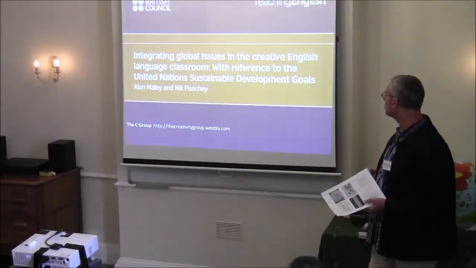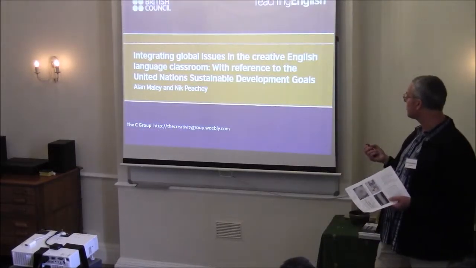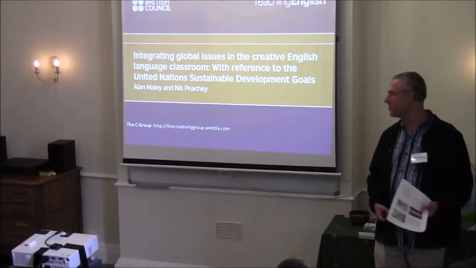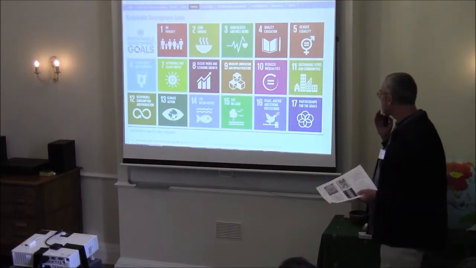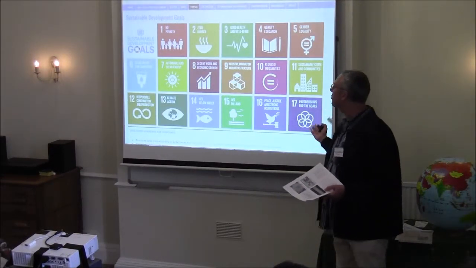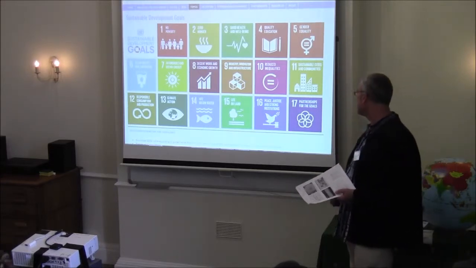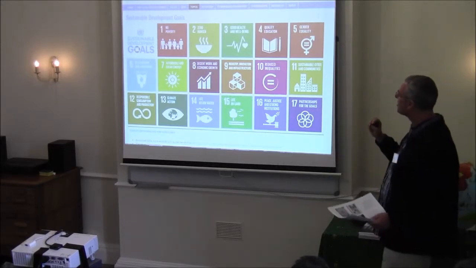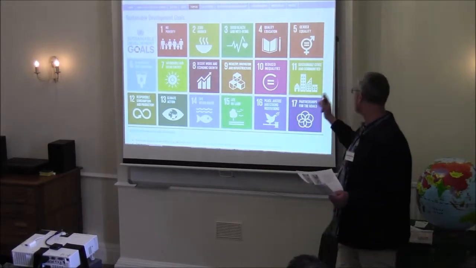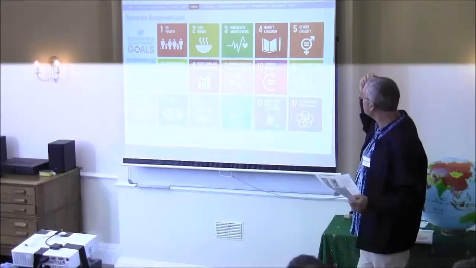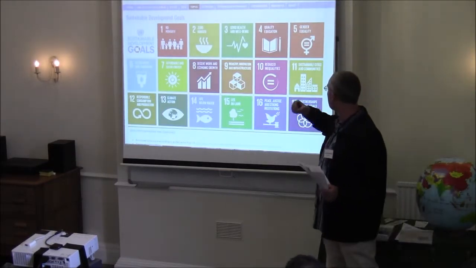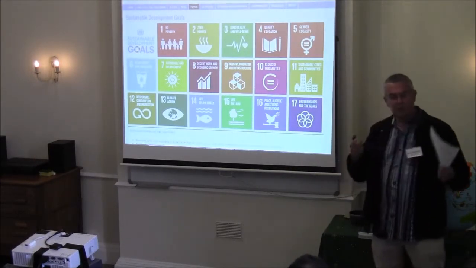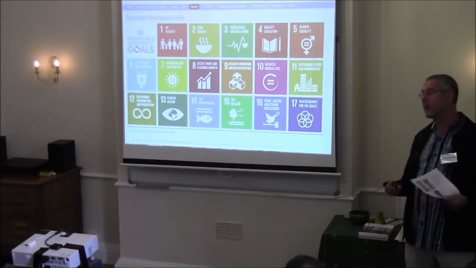And a new book which is called Integrating Global Issues in the Creative Language Classroom, with reference to the United Nations Sustainable Development Goals. Isn't that one of the longest book titles you've ever come across? Basically there are 17 Sustainable Development Goals announced by the United Nations, and the first 17 chapters of this free downloadable online book match those 17 goals, things like no poverty, gender equality, clean water, peace, justice.